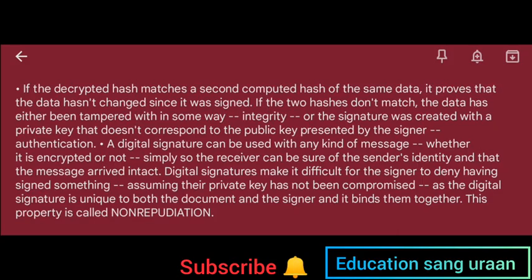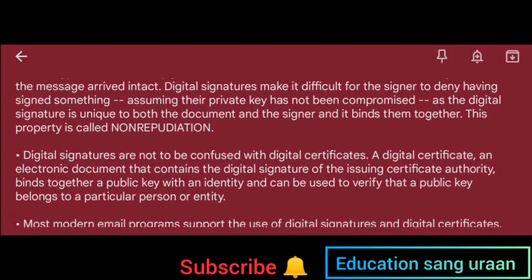Digital signatures make it difficult for the signee to deny having signed something, assuming their private key has not been compromised, as the digital signature is unique to both the document and the signer and it binds them together. This property is called non-repudiation.